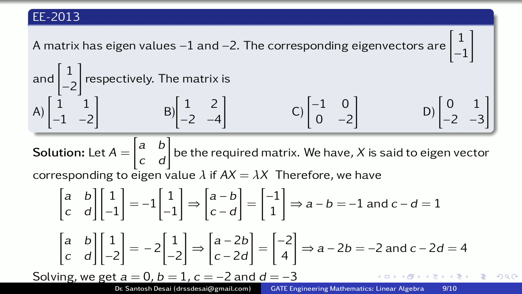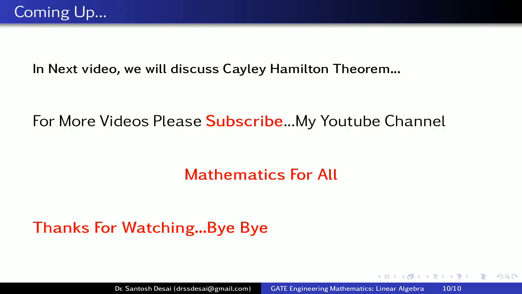So these are some examples on eigenvalues and eigenvectors. Most of the examples can be solved by using two properties, that is the sum of eigenvalues is equal to the sum of diagonals and the product of eigenvalues is equal to the determinant. So in the next video we will discuss the Cayley-Hamilton theorem.